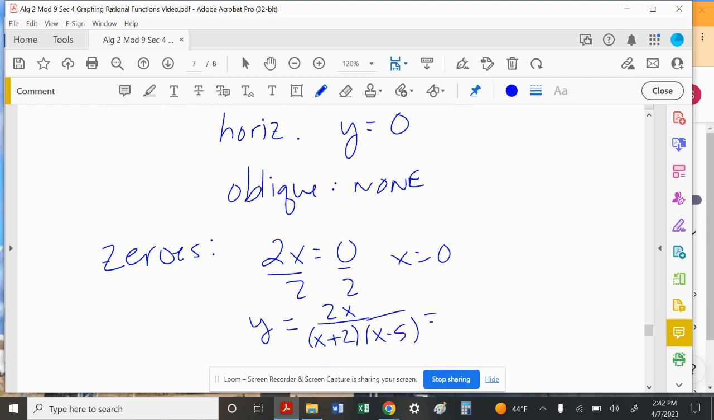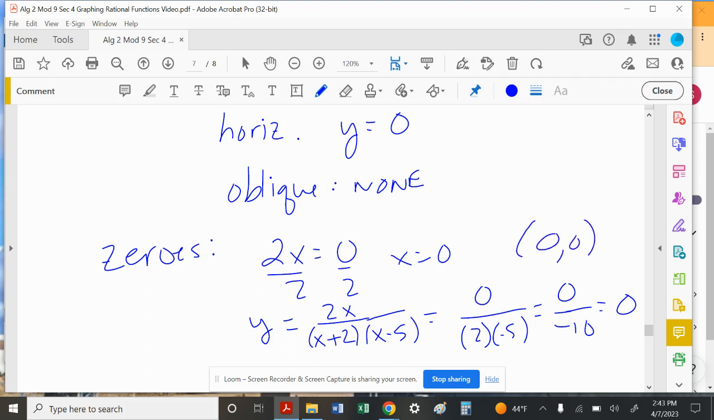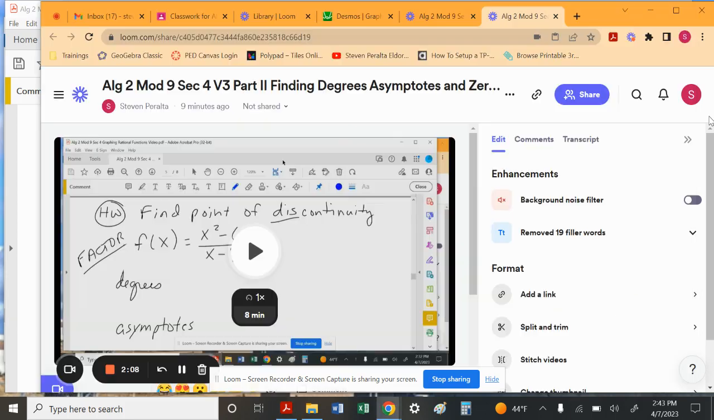And if I put a 0 in there, I get 0 in the numerator. I get 2 times -5 in the denominator, which is 0 over -10. I didn't really have to do all those steps, but it's just 0. So that means it's going to cross at 0, 0. So we can see that at 0, 0, we're going to be crossing the axes.